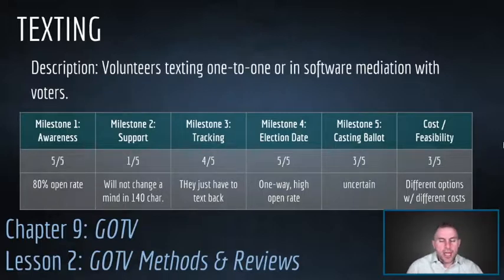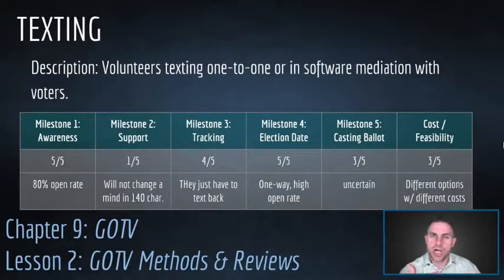Cost and feasibility, I gave it a 3 out of 5 as well because it's not too hard to send text messages and mass texting can be pretty cheap. But the downside to mass text message platforms is you've probably seen this. You get a text message coming through and it just comes from a 5 or 6 digit number, like 234-24, and you're like, this is clearly marketing material. This isn't a text message from my friend. So you're less likely to open it.